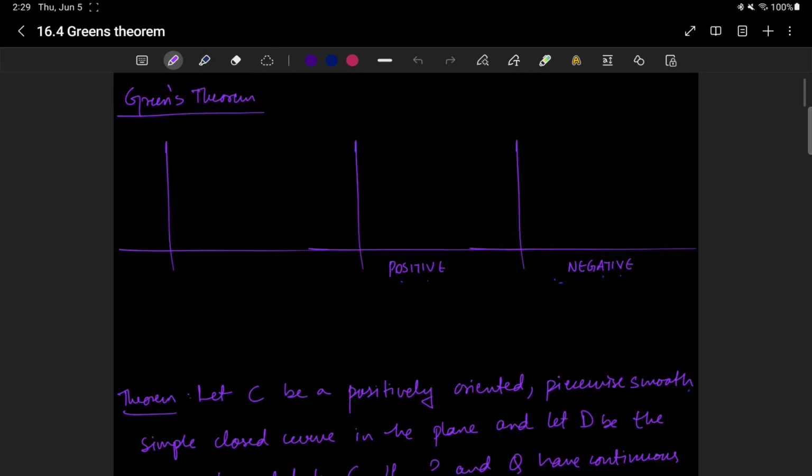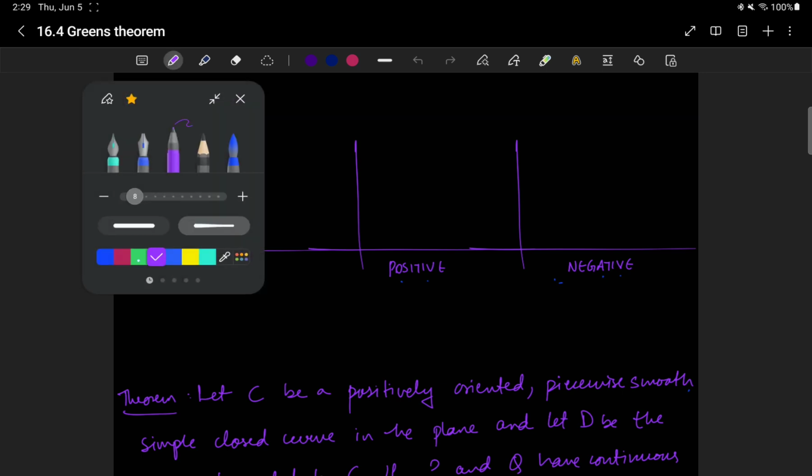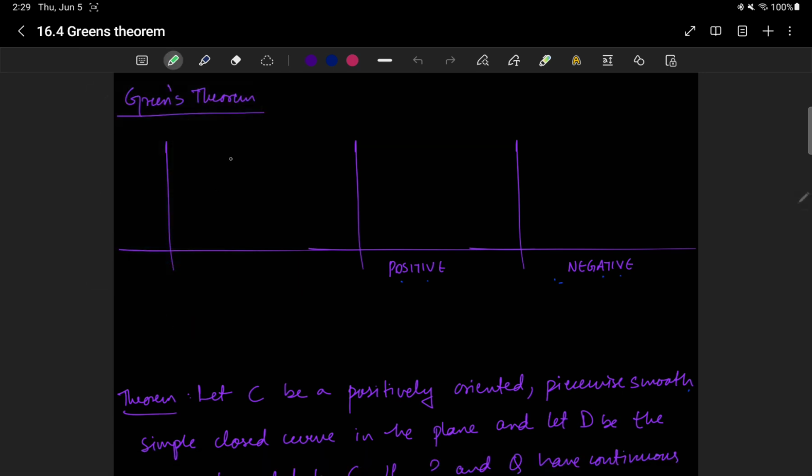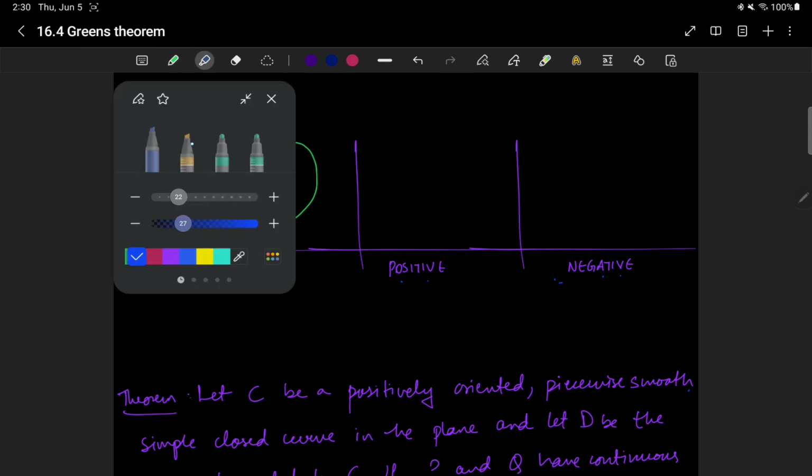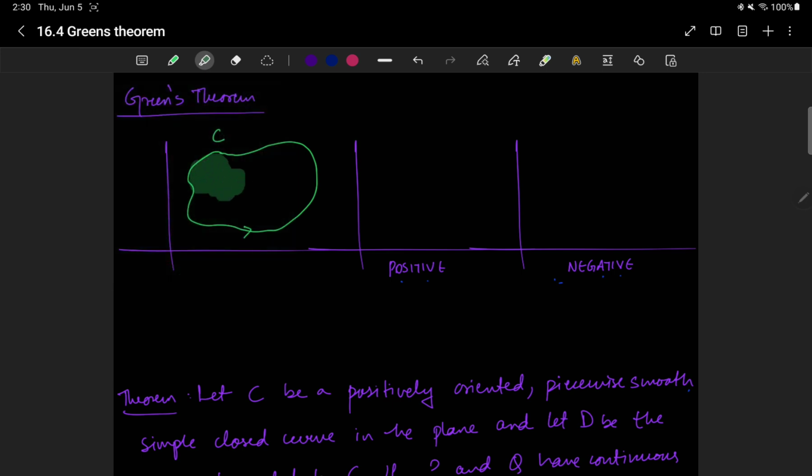Hi everyone, in this video we will learn about an important result called Green's theorem. And in order to talk about this Green's theorem, the first thing we need is a notion of orientation. So throughout this result we will be talking about a curve C, a closed curve C in space, and a region enclosed by this curve, which we will denote by the letter D.